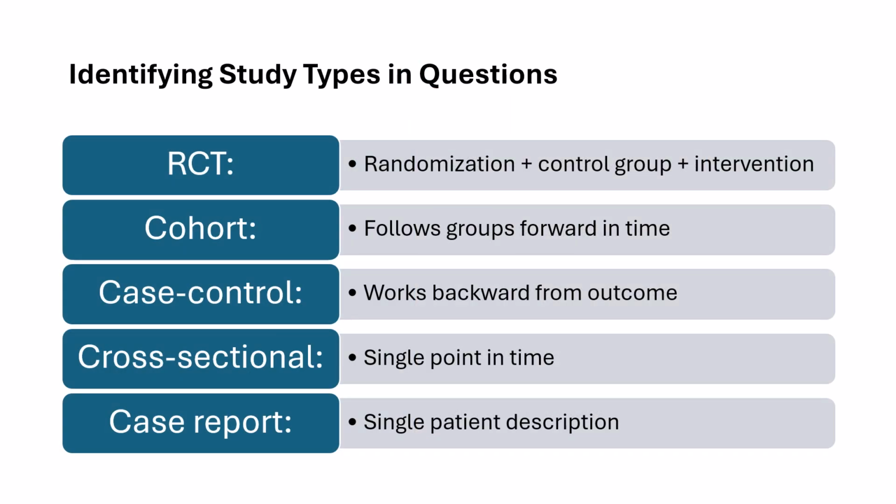Let's get practical about how to identify study types in exam questions. This is really important because often the question won't directly tell you what kind of study it is. You'll need to figure it out from the description. For RCTs, look for these 3 elements: randomization, control groups, and an intervention. That's your gold standard. For cohort studies, the key is that they follow groups forward in time. Case control studies work backward from an outcome. Cross-sectional studies take place at a single point in time, like a snapshot. And case reports focus on just one patient.